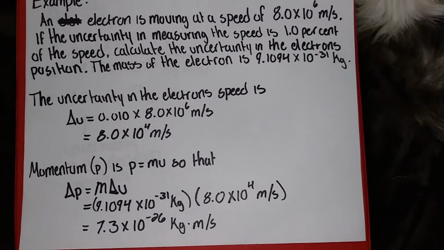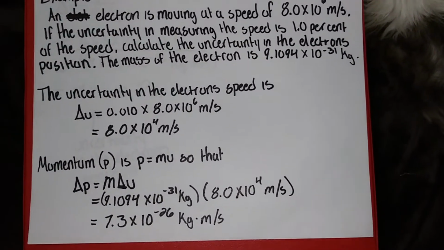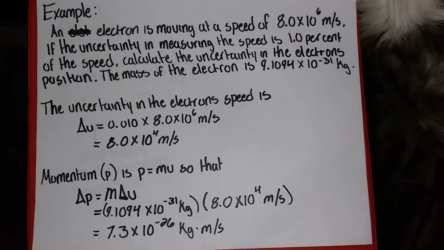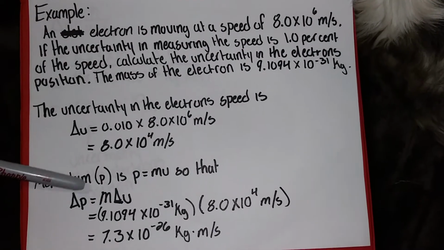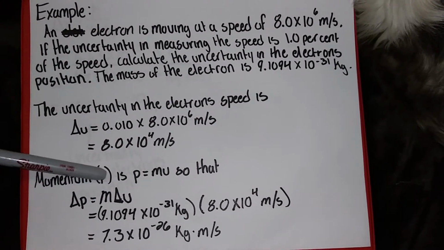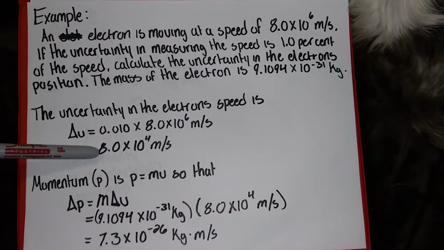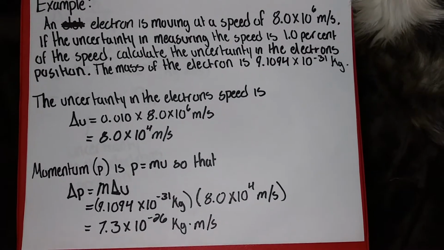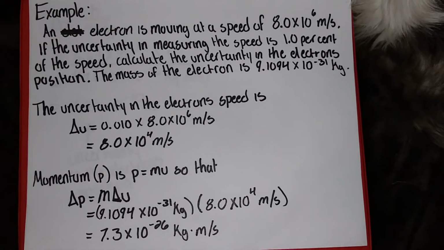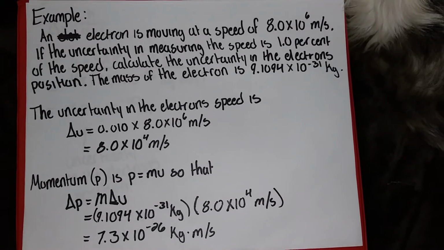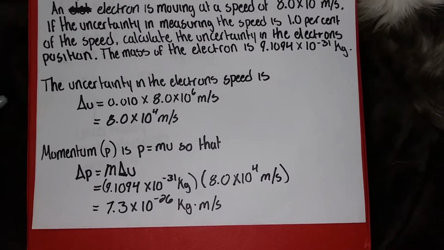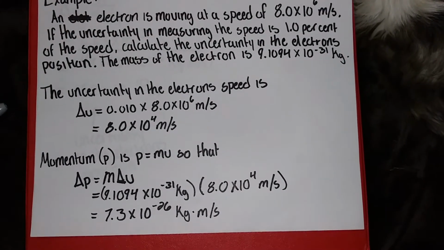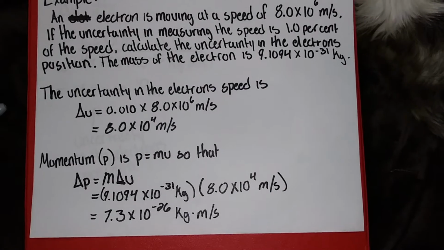To calculate momentum, we get the mass of the electron and multiply it by the speed. So the uncertainty in the electron's momentum equals the mass times the uncertainty in the electron's speed, which is this right here. And that's 9.1094 times 10 to the negative 31 times 8.0 times 10 to the 4th meters per second. And the answer to that is 7.3 times 10 to the negative 26 kilograms times meters per second.